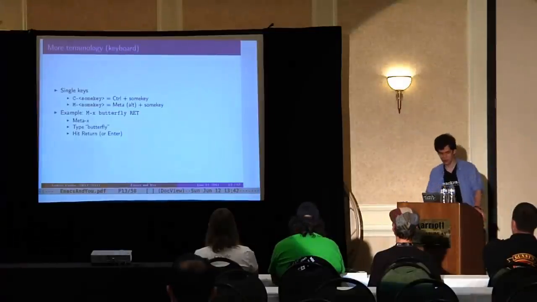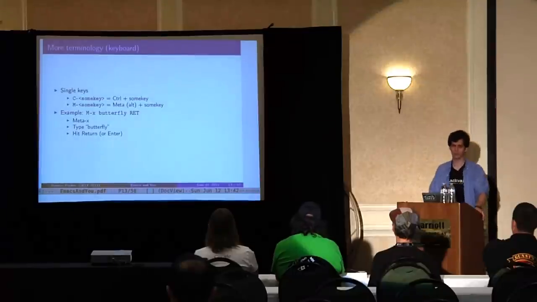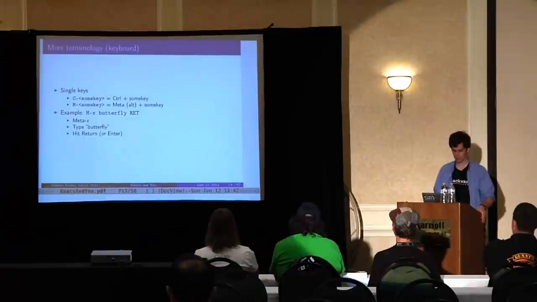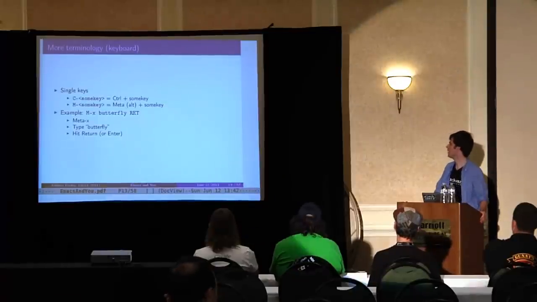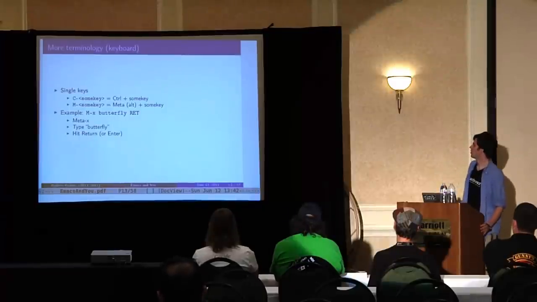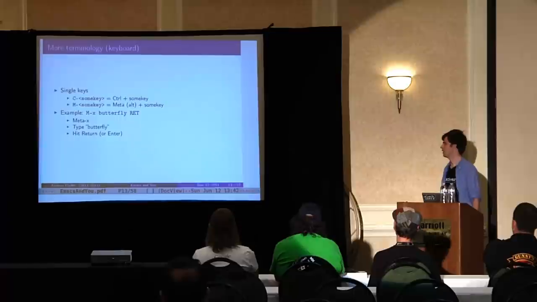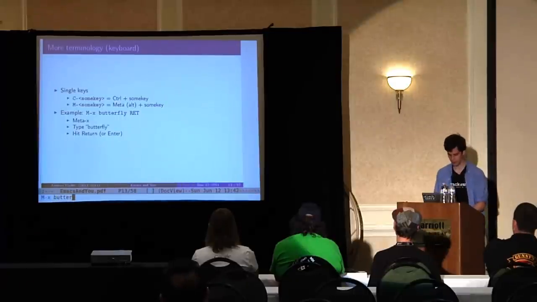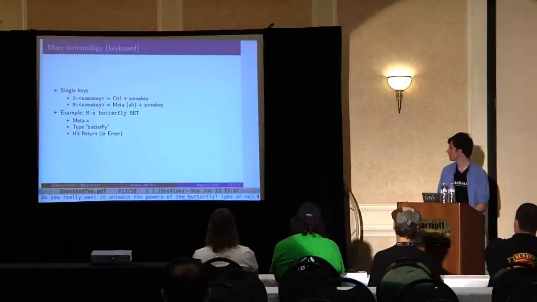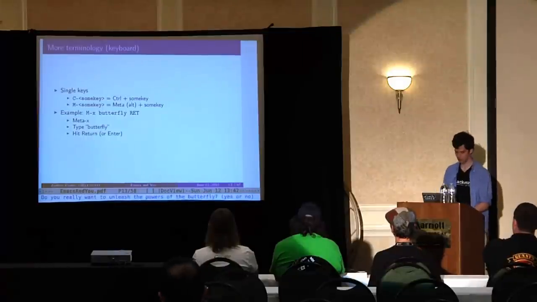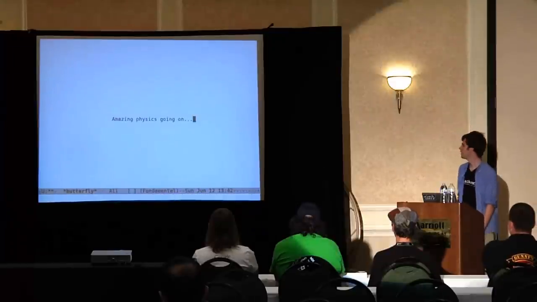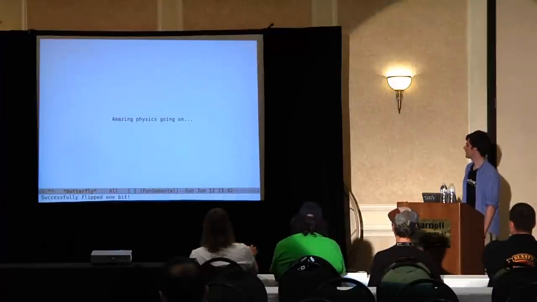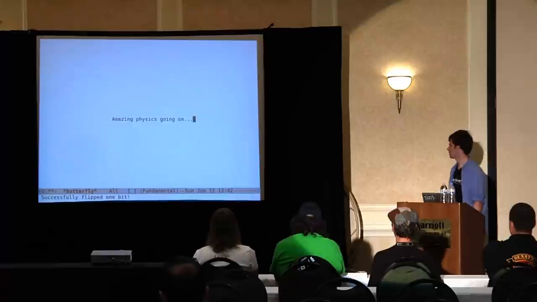The keyboard. When I talk about Emacs commands, eventually I'll start talking about a bunch of keyboard stuff. So when I say C, I mean Control. When I say M, I mean Meta or Alt. So if I wanted to do M-x butterfly, I would do M-x, type in butterfly, and then press Enter. And it prompts me if I want to unleash the powers of the butterfly. I say yes. And it flipped a bit. I don't know if it actually does that or not.